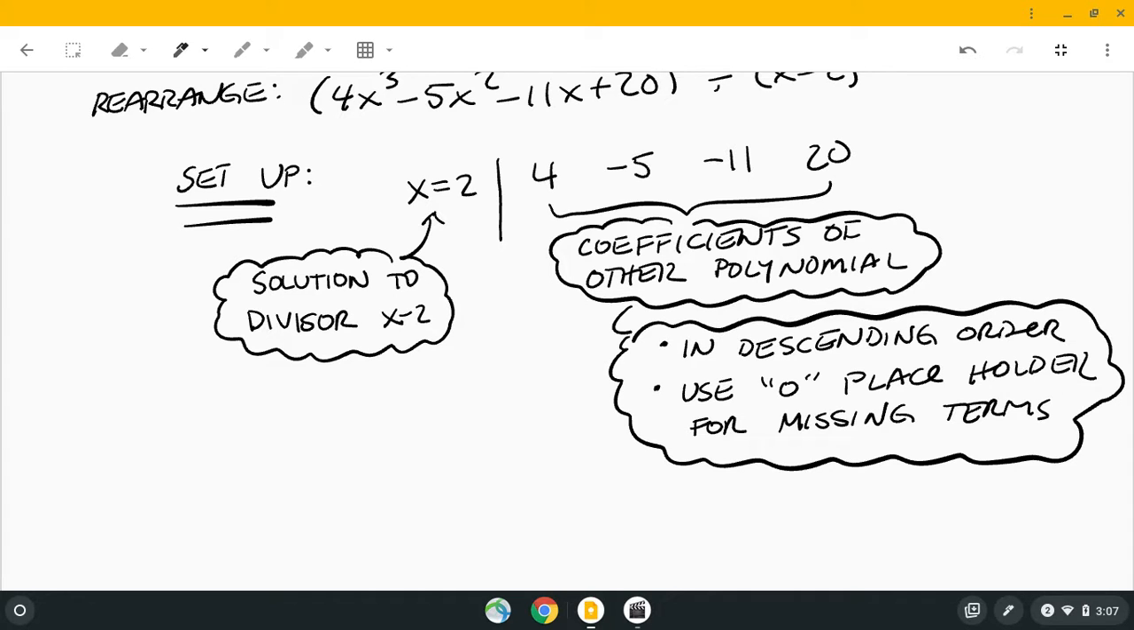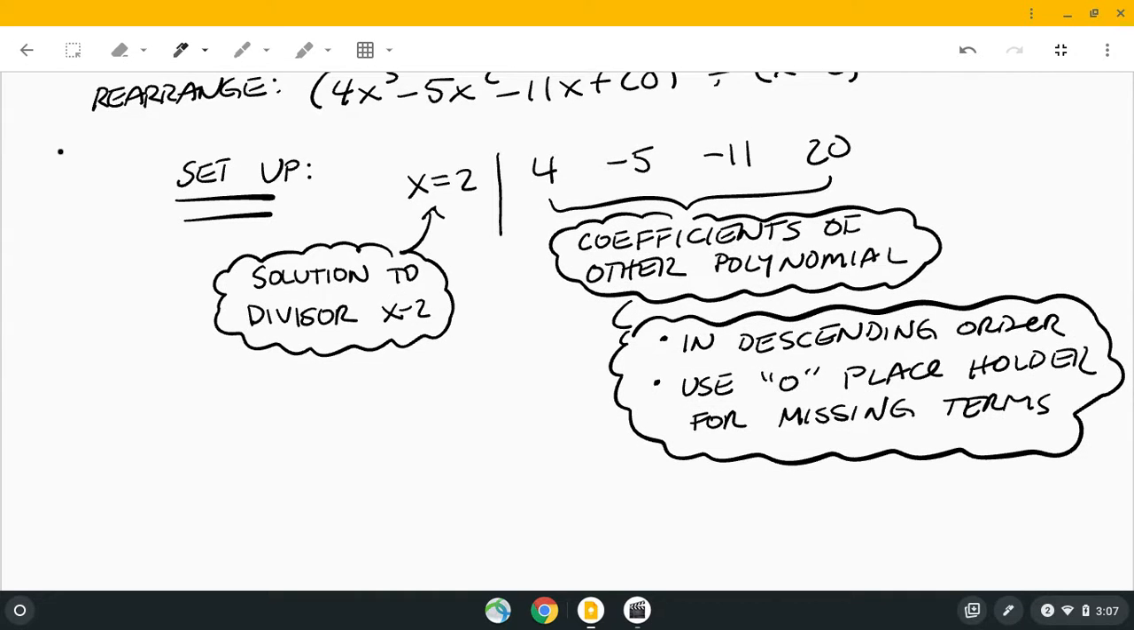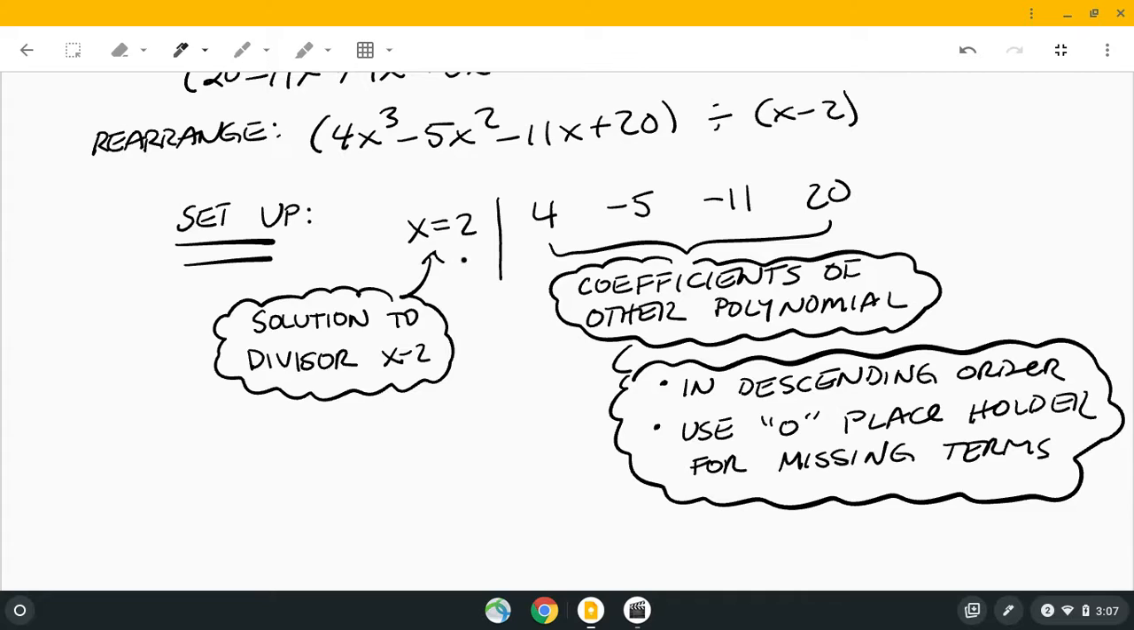Okay, so there we go. All right, so that's the setup. Now let's take a look at the process. Again, over here you have the solution to x minus 2. And over here, you just have the coefficients, and make sure you include their signs. So that's a -5, and that's a -11.